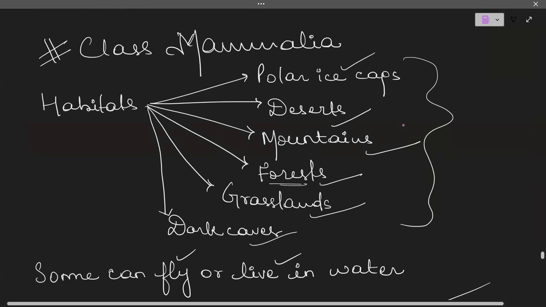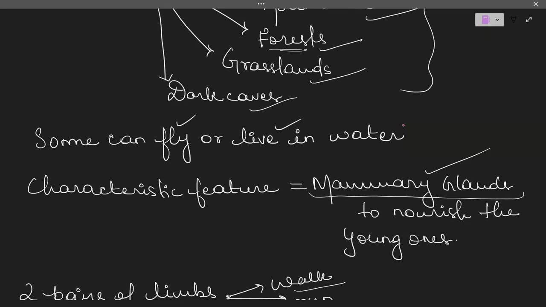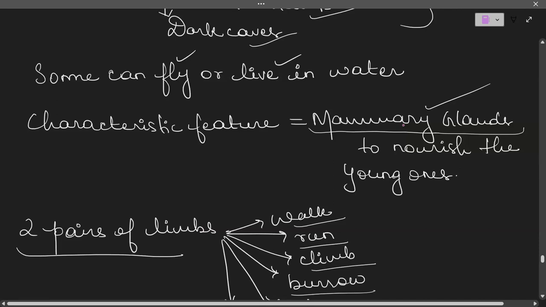Now, mammals are found in the majority of habitats, even extreme ones like polar ice caps. They're found in deserts, mountains, forests, grasslands, and even dark caves. Some of the mammals are flying mammals. Some can be swimming mammals as well. The characteristic feature of the class Mammalia is the presence of mammary glands in the females to nourish the young ones.